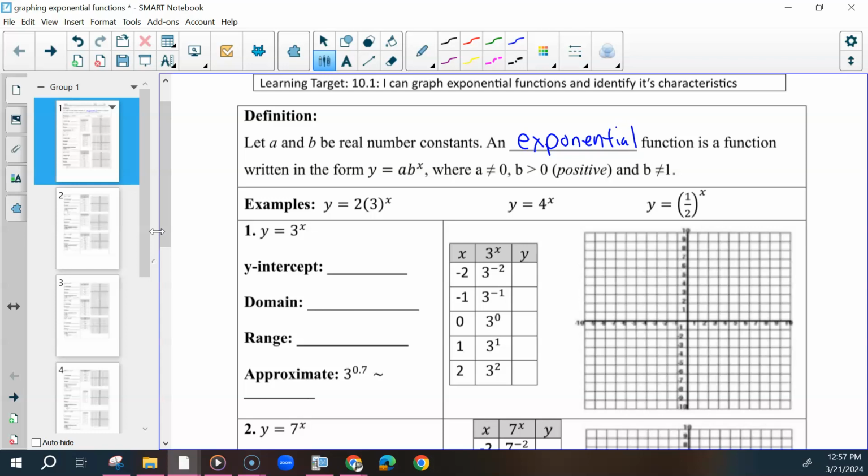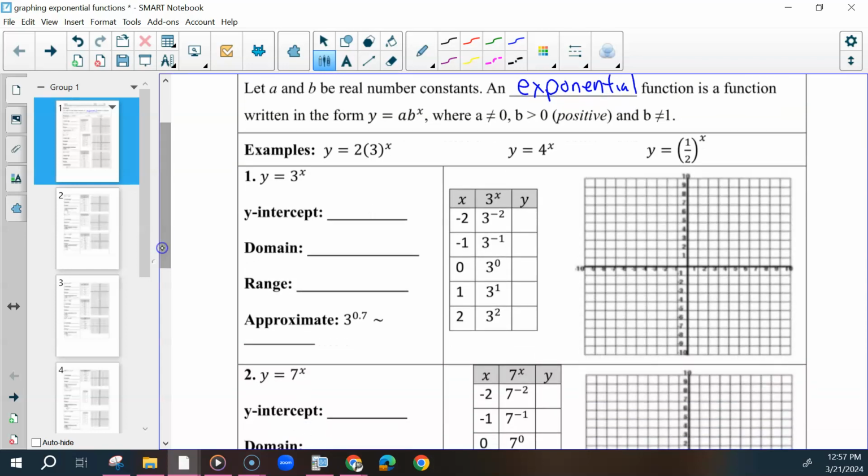And in order to do this, we really have to be good with our exponent rules. So in number 1, we're given the function y equals 3 to the x. In order to talk about some of the characteristics, we're going to graph it first. In a normal exponential function, you want at least 5 points. Some you may not be able to do 5, some may be bigger than the graph. But you should try to do at least 5, and these 5 x values are good points to have: -2, -1, 0, 1, and 2.